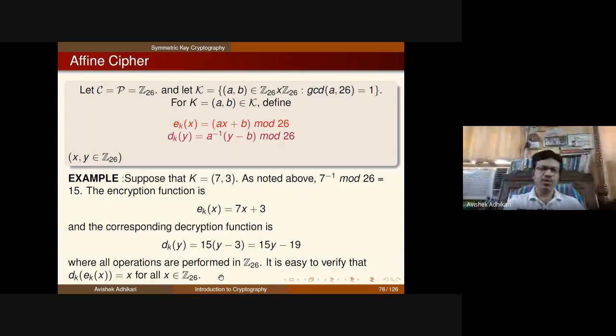Now, can you tell me, is the affine cipher a generalization of the Caesarean cipher? Is the affine cipher a generalization of a Caesarean cipher? Yes, sir. How?